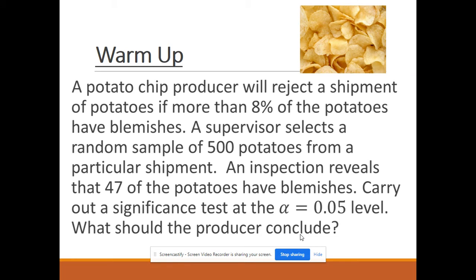Hey there, everybody. So in this lesson, we're going to look at what we call the power of a test and what it can actually do for us. If you remember from the lesson, we had this warm up where we were looking at the percentage of blemishes on potato chips. Remember, we found that we would fail to reject the null, and in fact, there weren't significantly higher than 8% of the potatoes having blemishes. Now, in this lesson, we want to know how powerful that test is. Like, how sure are we that that really should have been the correct conclusion?